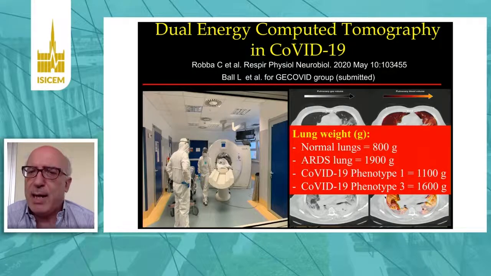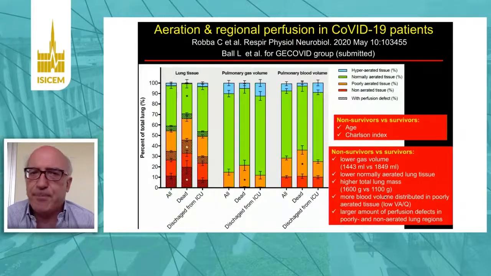We found that normal lungs have a weight of around 800 grams, RDS lung around 2 kilograms. The COVID-19 phenotype 1, on the top of the slide, 1 kilo and 100 grams, and phenotype 3, 1 kilo 600 grams, 300 to 400 grams less as compared to normal RDS.